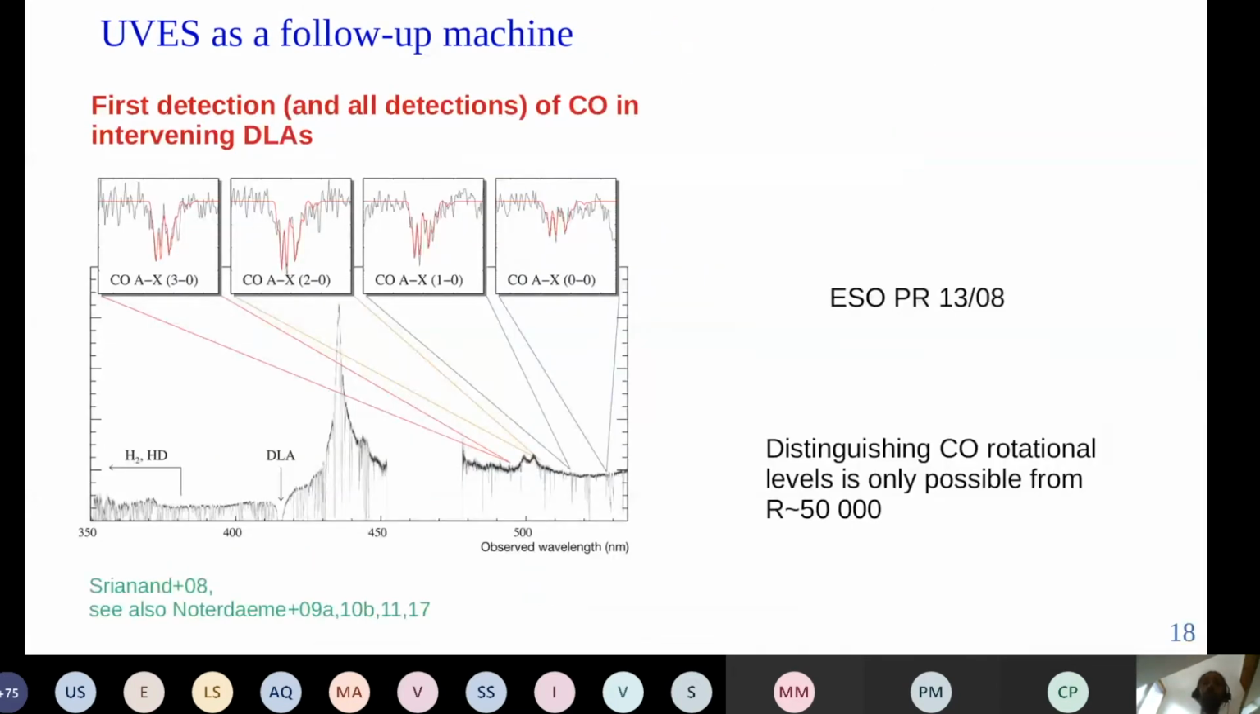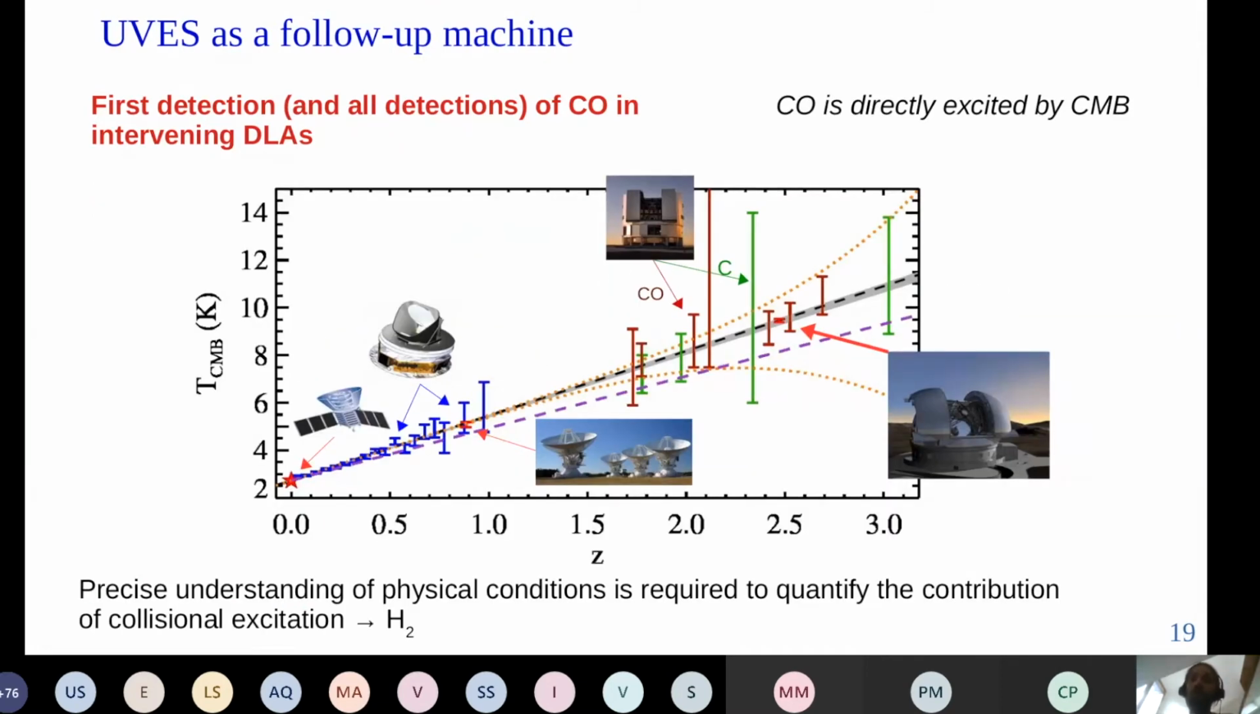The first CO absorber detected was done actually with UVES, and here you have an example. This is in the red part of the spectrum, but distinguishing all these rotational levels, like for H2, is only possible again with high resolution. The bands, the rotational levels are very closely separated, so this is only doable at very high resolution. What is interesting is that with CO, this molecule can be excited directly by the CMB, and then you can constrain the temperature of the CMB at various redshifts.